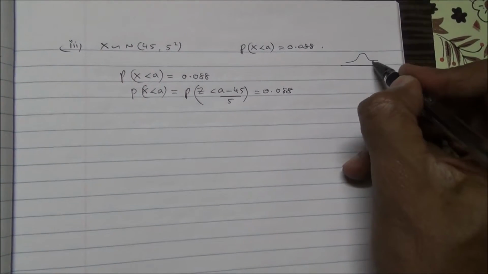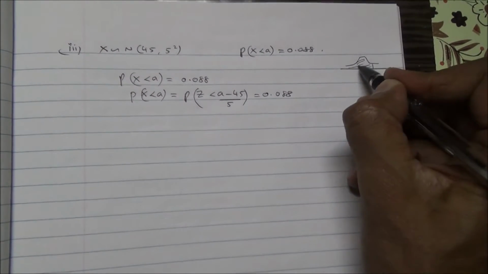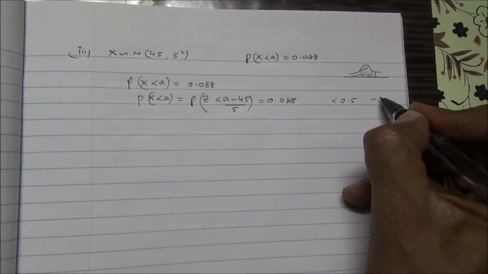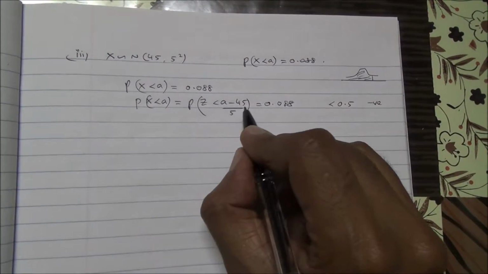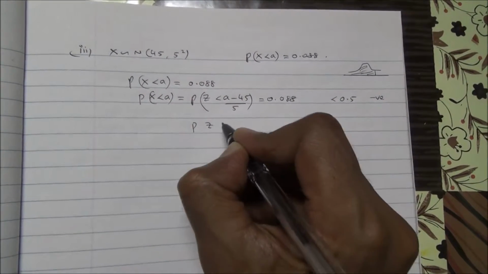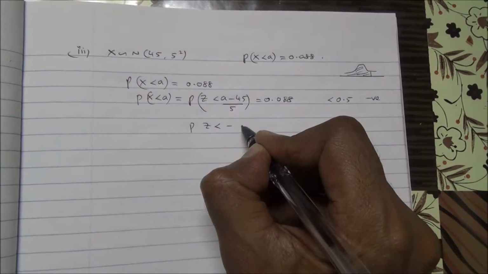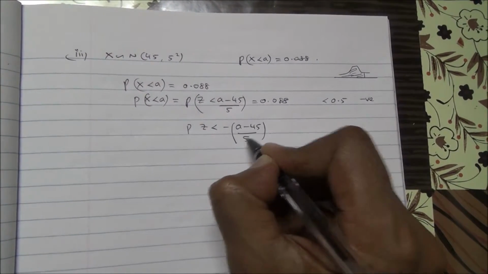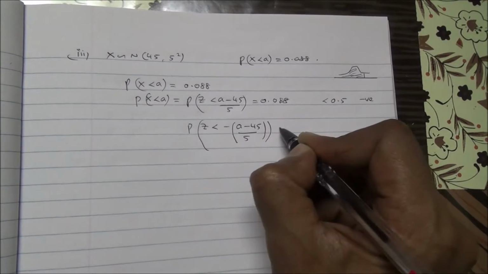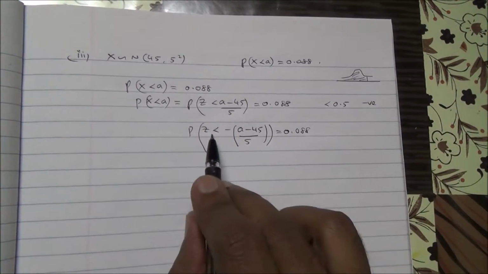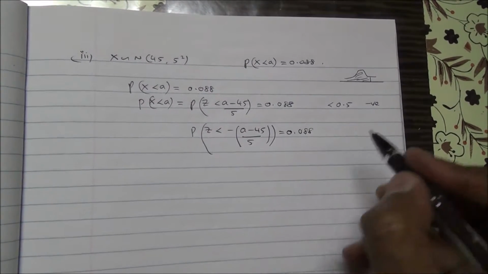However, the problem is here it is less than 0.5, so that's a negative. So the value here a is going to be negative. So what we have is P of z being less than negative (a minus 45) over 5. All of that's going to be equal to 0.088. What is P of z being less than minus a?